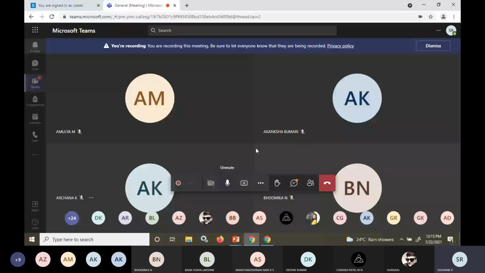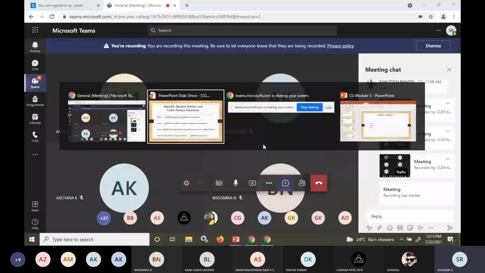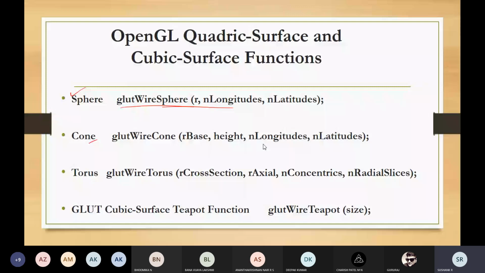We are talking about the OpenGL quadratic functions. We have these functions for displaying the sphere, the cone, the torus, everything. So we can display the curved surfaces which we have studied and discussed in the previous slide by using these OpenGL functions.